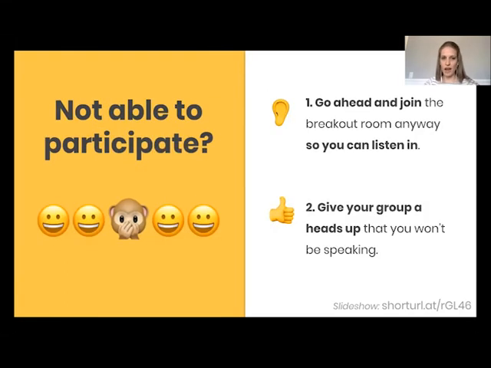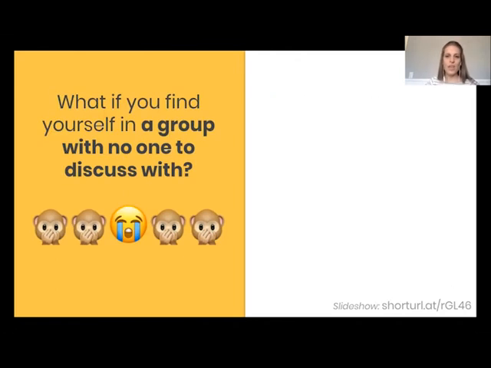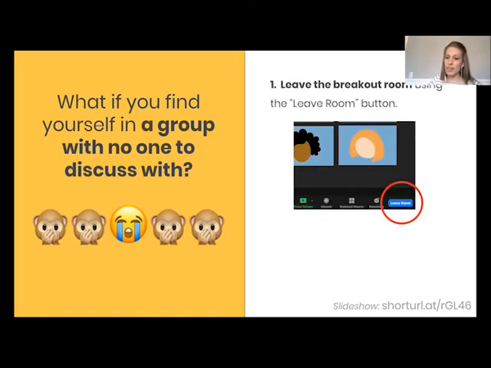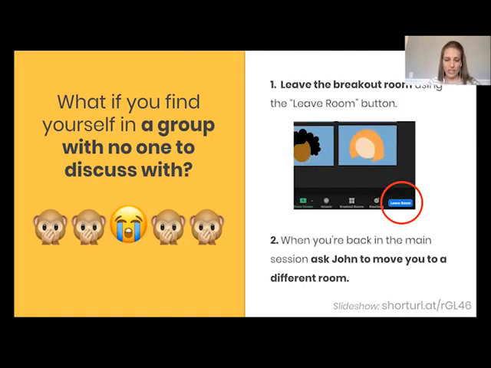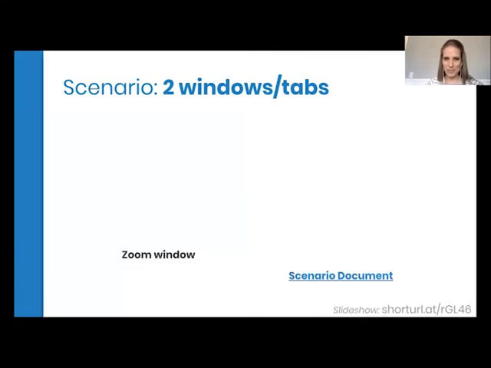If you are not able to participate, you'll go in there anyway and give your group a heads up. If you are able to participate, but no one else in your assigned group is, then you leave the breakout room, come back to the main session and ask John to move you. And I'll be jumping into some of the breakout rooms to check on people and make sure everyone's doing okay. So you might see me in your room as well.